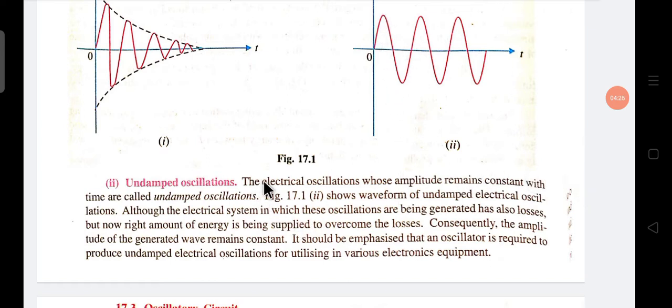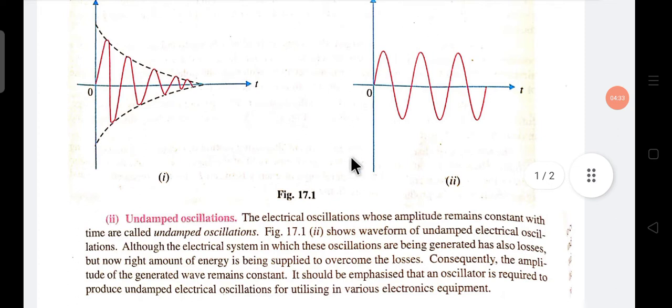The electrical oscillator whose amplitude remains constant with time is called an undamped oscillator. This figure shows an undamped oscillator. Here the amplitude is not decreasing; it is constant with time. Since the amplitude is not decreasing, this system has no loss of energy.